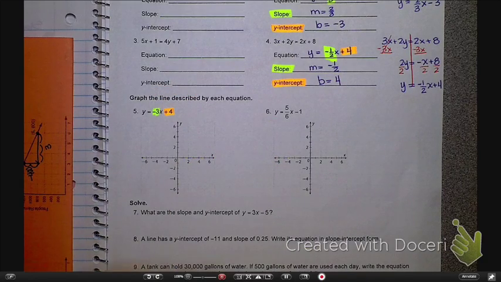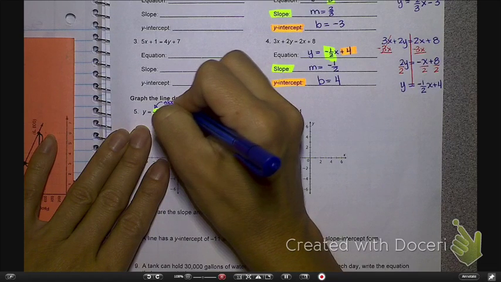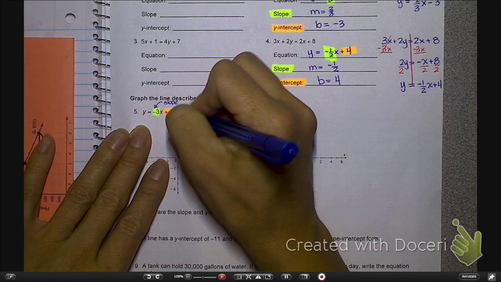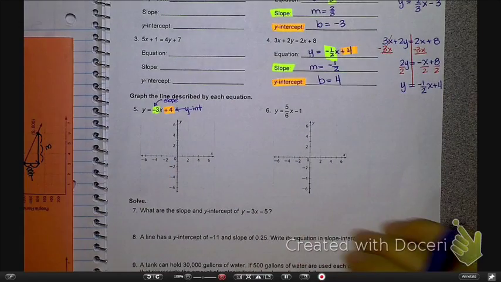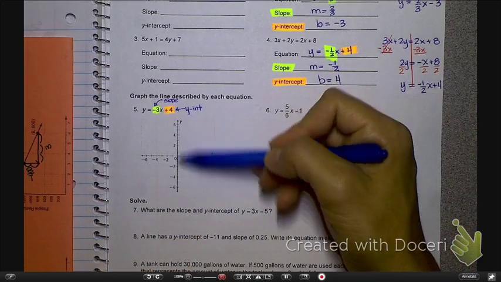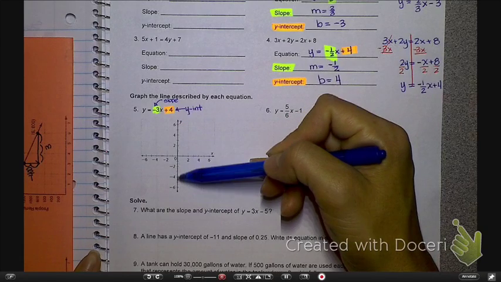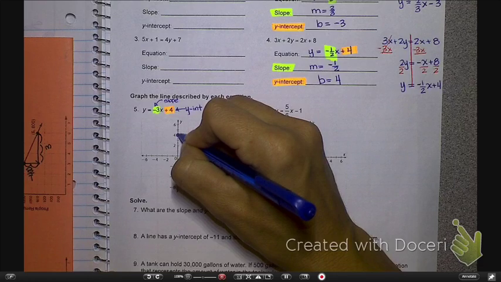Now, where do we start? We always start with the y-intercept, okay? The y-intercept is like your starting point. It tells you where to put your first point on the graph, okay? So if I'm starting with the y-intercept here, the y-intercept's at positive 4 on the y-axis. So go to your y-axis and find where positive 4 is. Positive 4 is right here. Put a point there.